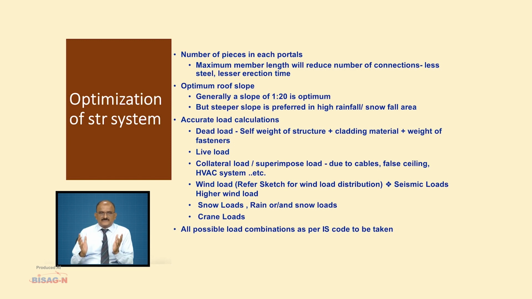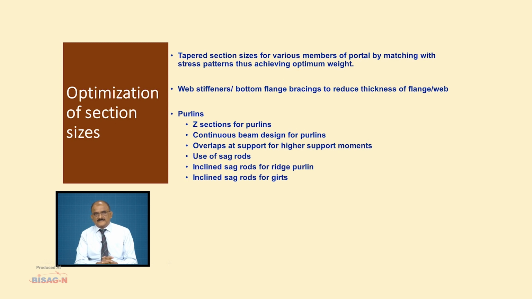Now comes the optimization of section sizes. Each section is to be optimized. It is possible because we are fabricating it out of sheets, so it is not required to provide any extra length, thickness or width for a section more than what is required at that particular section. So tapered section sizes of various members of the portal, matching the stress pattern, should be adopted, achieving the optimum weight. Whatever is minimum required shall be achieved.